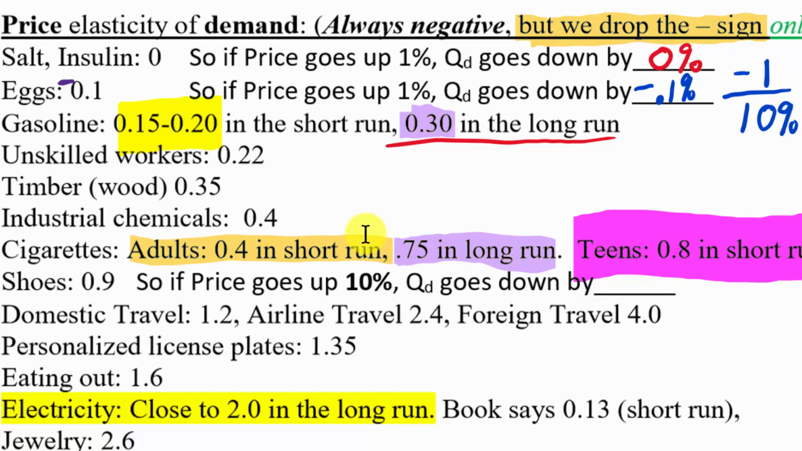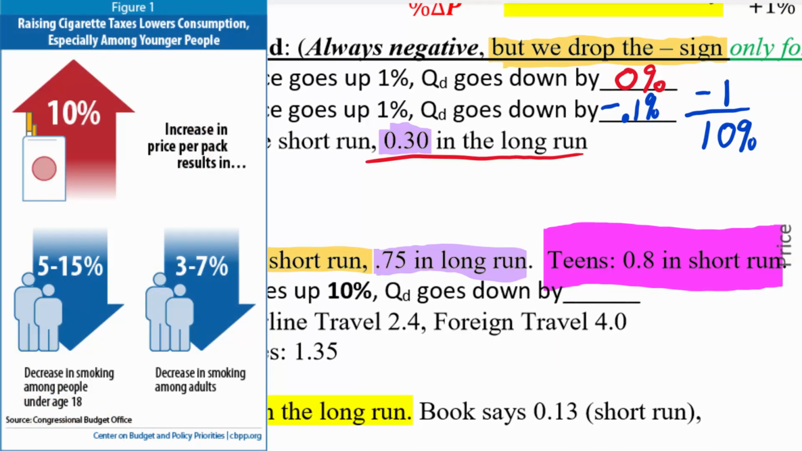So this is one of the reasons why, when we want, especially teenagers, to smoke less, one of the preferred policies is to add a tax onto those cigarettes. So here's an image from the Center on Budget and Policy Priorities, a group that advocates for putting taxes on cigarettes. And here they're talking about this relationship.